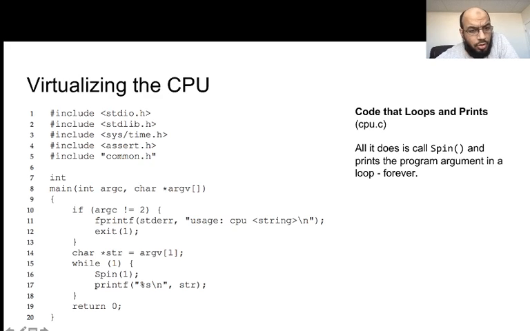This is your main. You double check that the user has provided some input for the program to print. If the user has not provided any input, also known as arguments, then you just print an error message. Otherwise, you store the argument. You go on an infinite loop. Spin is basically your sleep function, and then you print the line, spin, print, spin, and go on forever.